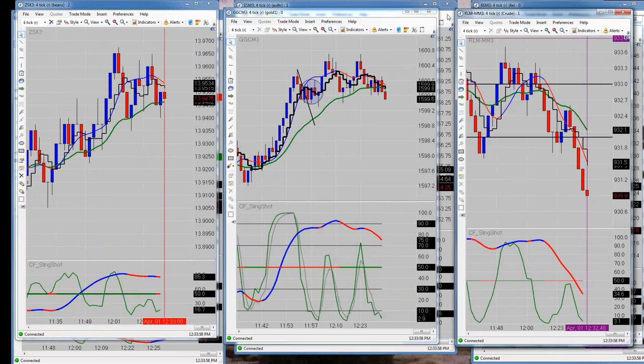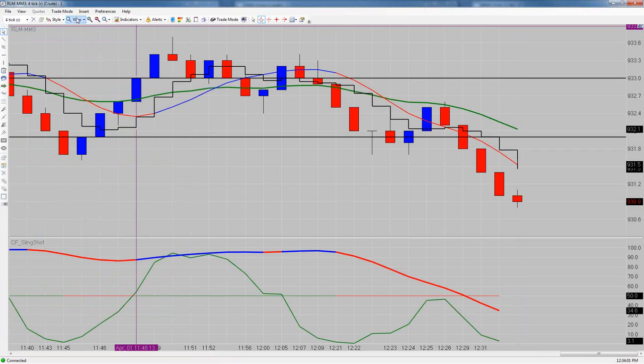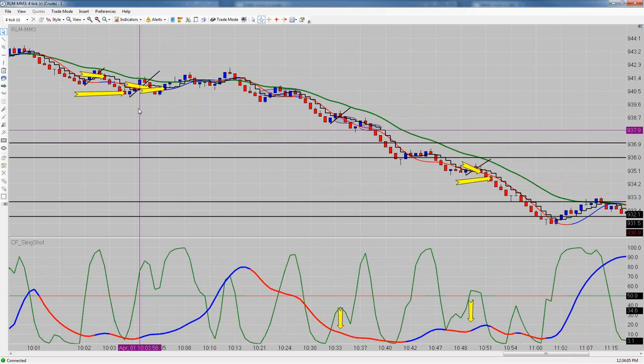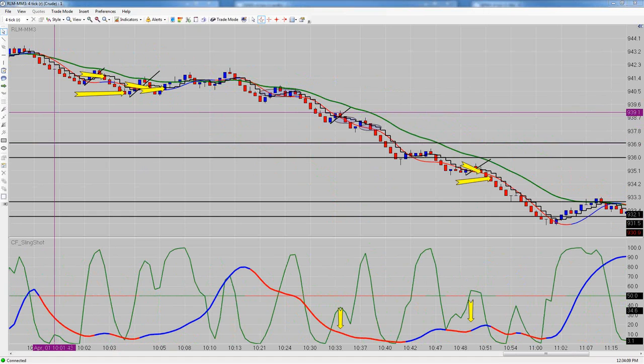Now, we'll look at the Russell next. Okay, the Russell had some nice moves this morning. We were able to take 2 of them. Oh, wow, yeah. There's 6 trades altogether just on those 2 markets. So I do have to go back into my spreadsheet and update it. When I'm done, I'll go back in and update it.